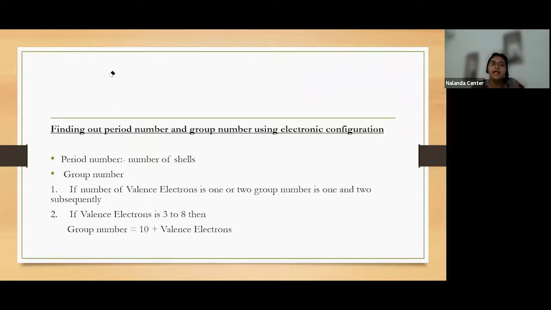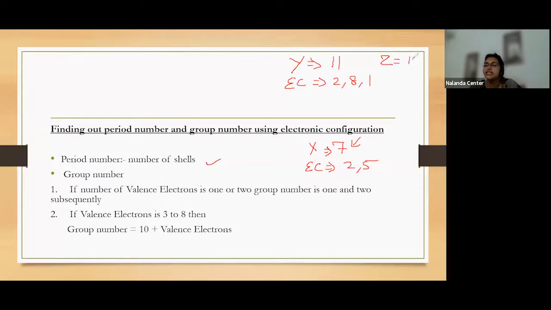Now, finding out the period number and group number using the electronic configuration. Say, for example, an element is given. What is the group number and the period number of this particular element? First and foremost, you have to write the electronic configuration. I'll start with an example. Say the atomic number is 11. The electronic configuration is going to be 2, 8, 1. Another element, Z, is, say, 12. The electronic configuration is going to be 2, 8, 2.